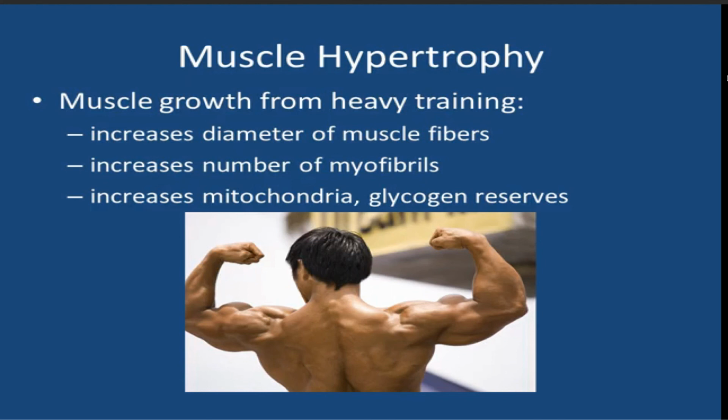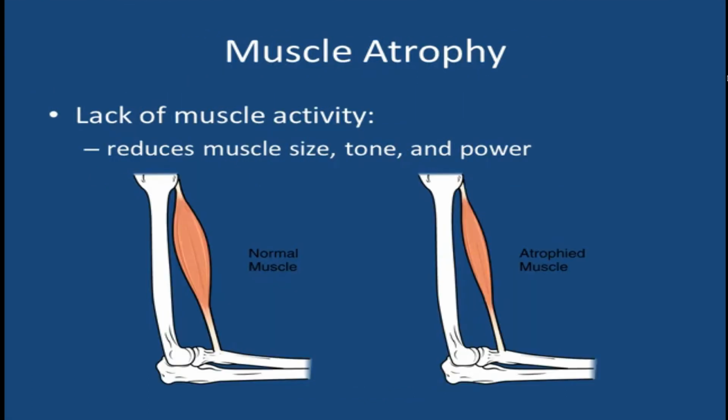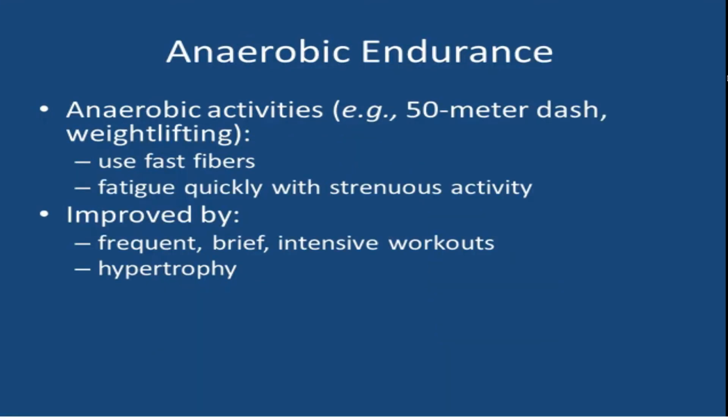Here we just want to rehash some of the other things that we talked about previously. Muscle hypertrophy, which is simply muscle growth from heavy training, in which the muscle fiber increases in diameter, increases the number of the myofibrils, and increases in mitochondria and glycogen reserves. Atrophy is the lack of muscle activity, which reduces the muscle size, tone, and power.